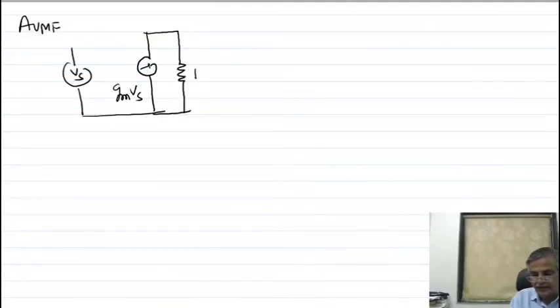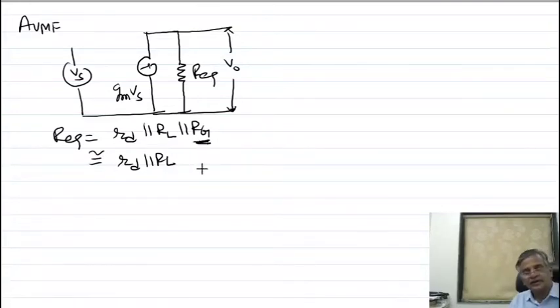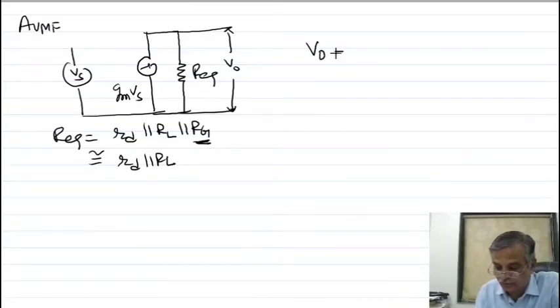I am writing R equivalent, and this is your voltage. Your R equivalent is RD parallel RL parallel RG, or I can write RD parallel RL because RG is very large. So I can write the equation of the output voltage as current multiplied by resistance.